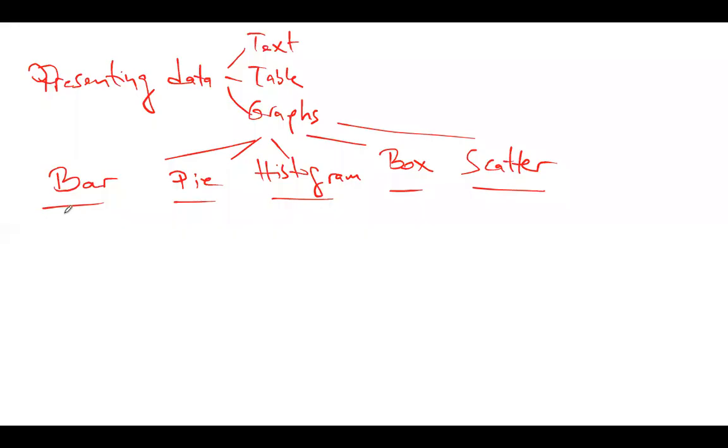Of course, we will suffice with the bar graph, the pie, the histogram, the box plot, and the scatter diagram. So 5 types of graphs. I want you to know what they are, what they look like, and where they are used, for which kind of data they are used.